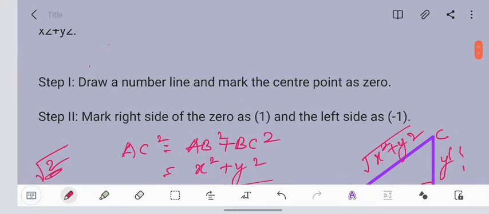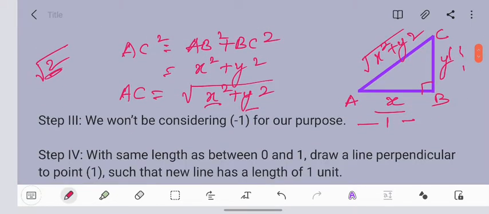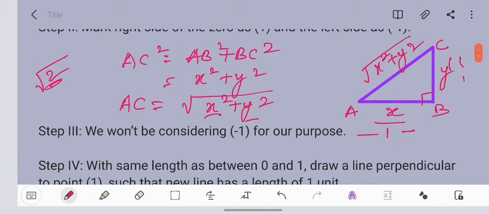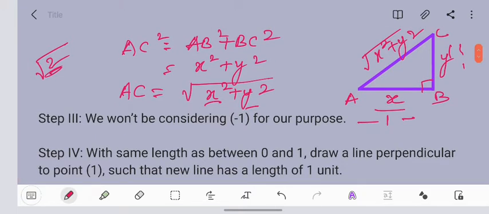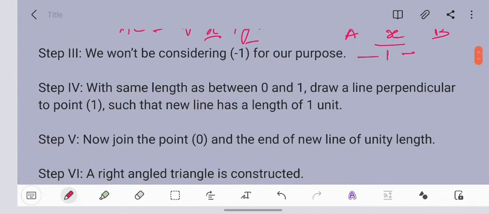Draw a number line and mark the center point as 0. Mark right side of the 0 as 1 and the left side as -1. And after marking right side of 0 as 1 and the left side as -1, we won't be considering -1 for our purpose, remember, because we need the positive ones. With same length as between 0 and 1, draw a line perpendicular to point 1 such that this new line has a length of 1 unit. I will be explaining with the help of construction also, so you can have your geometry box ready with you.